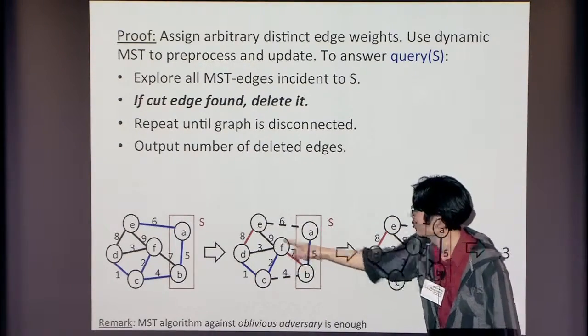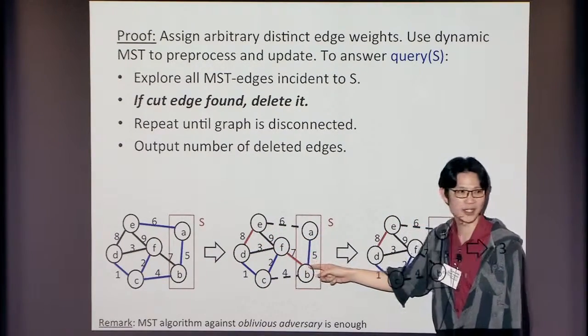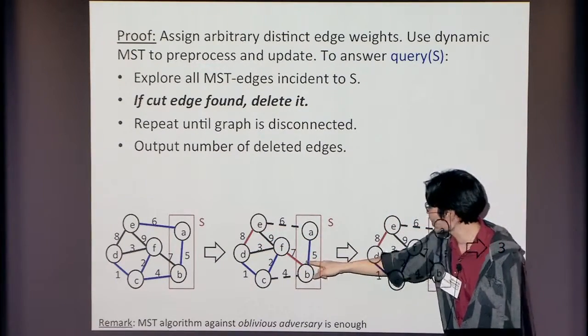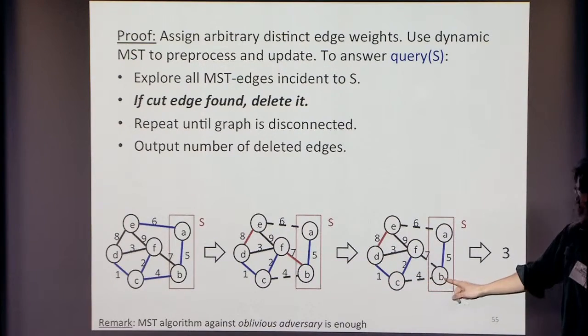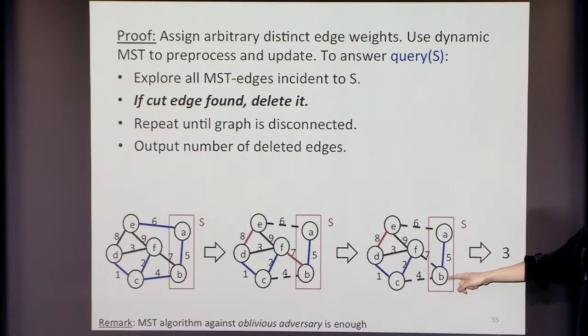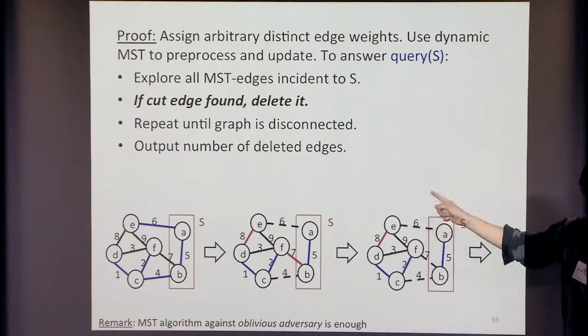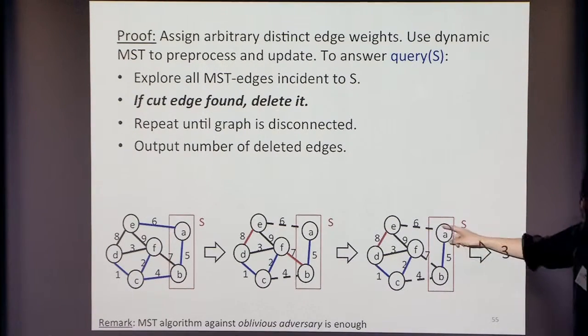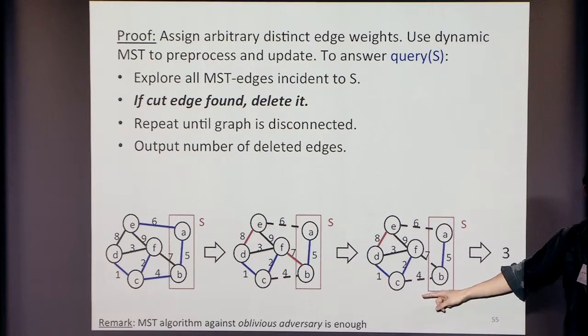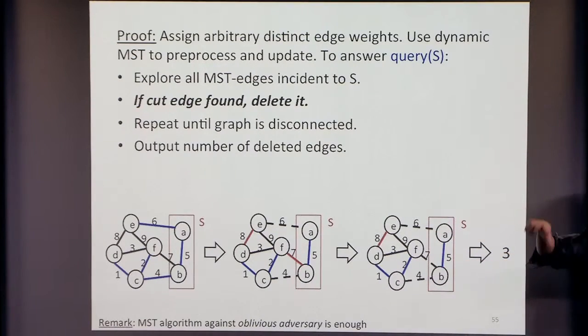So let's say these two red edges are in the MST. So this guy is in the cut again. So you delete him again. And so you have this graph. And at this point, you don't have anything left in the cut. So basically, the graph is disconnected. So at that point, you are ready to answer. And your answer will be the number of times you have deleted an edge, because you always delete edges that cross the cut. And that is 3 times in this example.